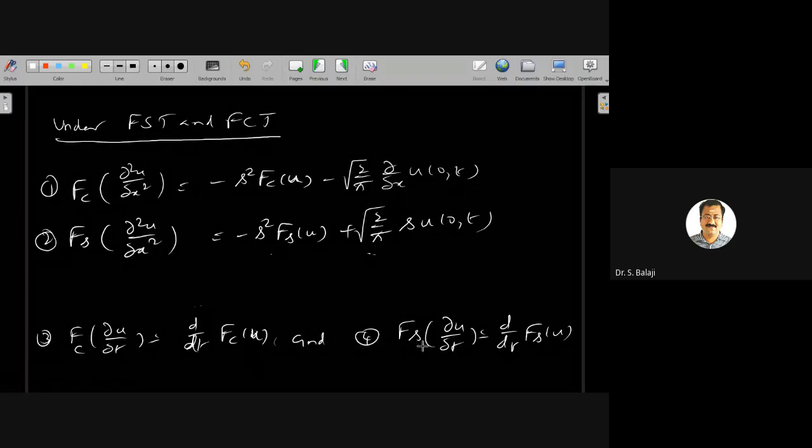Similarly, F_s of ∂u/∂t is equal to d/dt of F_s of u.